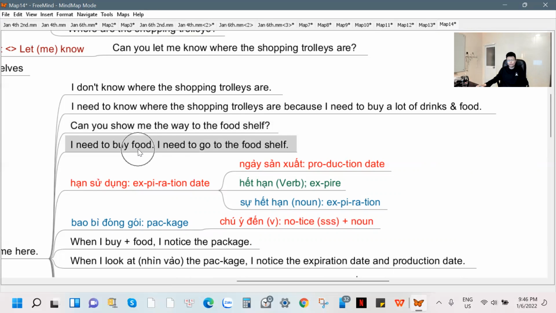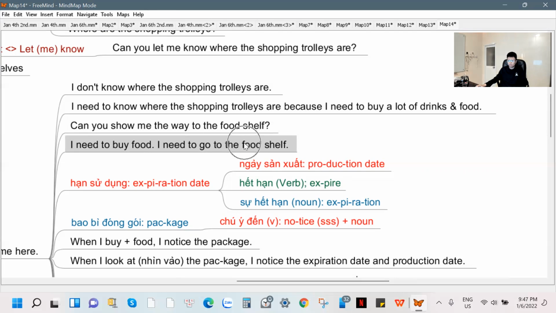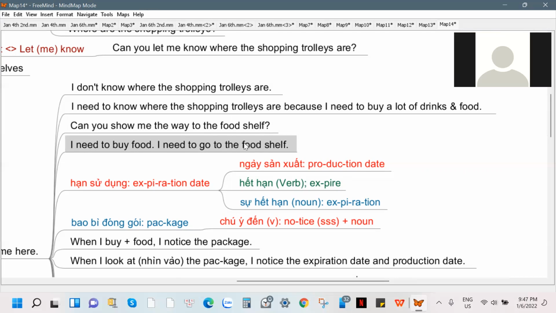I need to buy food. I need to go to the food shelf.